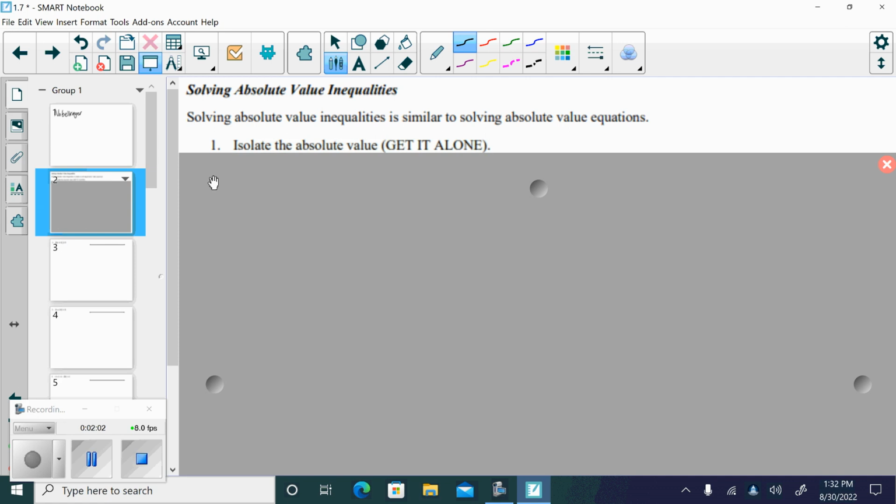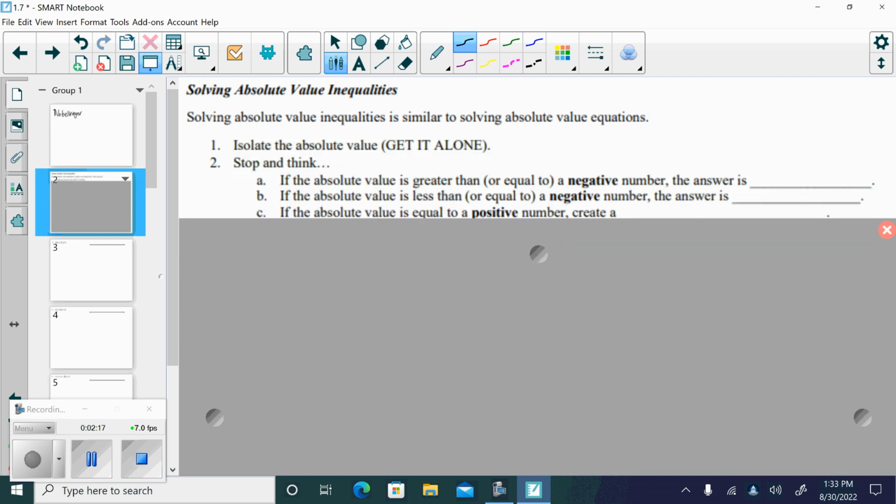All right, so just like with absolute value equations, with absolute value inequalities, you have to get the absolute value alone first. You can't distribute, all that stuff we talked about with that last bell ringer. So you have to get the absolute value alone. Once you get the absolute value alone, instead of two things you need to think about, you have to think of three things. First of all, if the absolute value is greater than or equal to a negative number, then your answer is all real numbers.